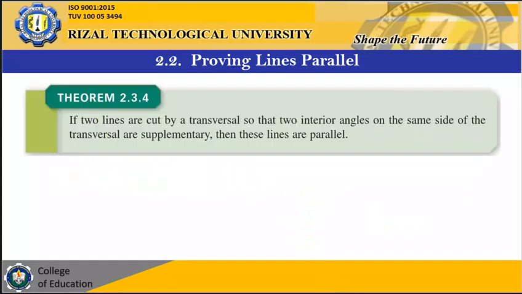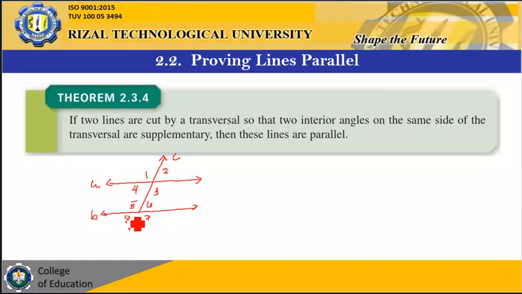Next, if two lines are cut by a transversal so that two interior angles on the same side of the transversal are supplementary, then these lines are parallel. So again, let's illustrate it. Suppose that we have lines A and B cut by C, and let's name the angles as 1, 2, 3, 4, 5, 6, 7, 8.